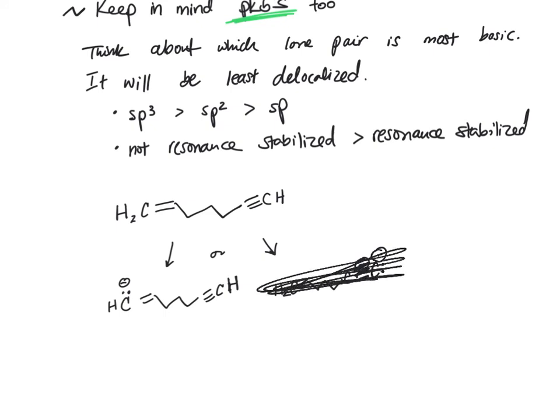I'm just going to draw this from scratch. Let's see. 1, 2, 3, 4, 5, 6, 7. Here we've got an sp hybridized orbital and an sp2 hybridized orbital. And then keep in mind that all of these in the middle are sp3 hybridized.